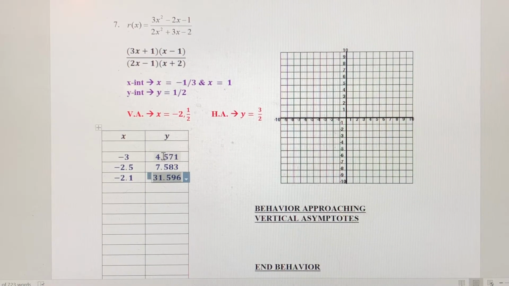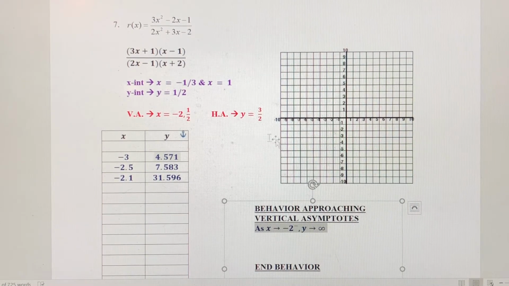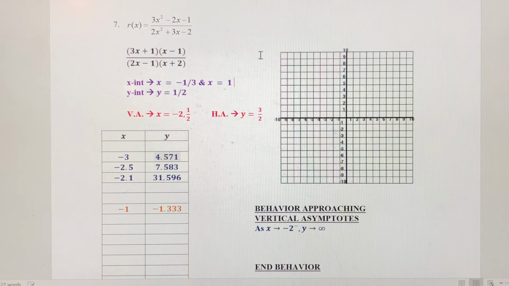And you can see the pattern here. Y is getting progressively larger. So we're going to say that as x approaches negative 2 from the left, y is going to approach positive infinity. Now let's approach negative 2 from the right side. So we plug in negative 1, we get negative 4/3, negative 1.333. Let's move a little closer to negative 2. So negative 1.5, we get negative 4.375.